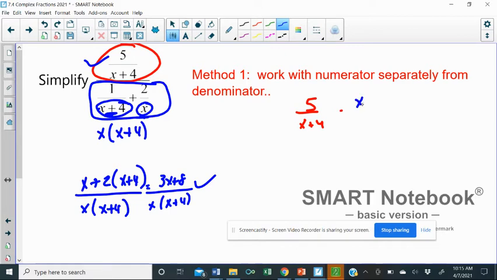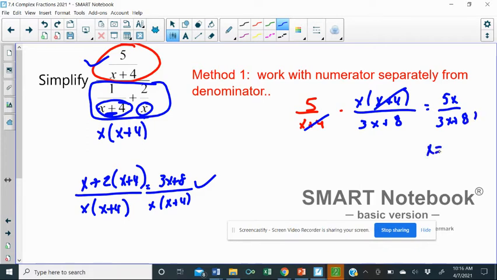So here is our fraction over our fraction. So we're going to take it and flip it. We're going to say bye-bye. And we're going to be left with 5x over 3x plus 8, where x cannot be -4 or 0. Anything in the denominator is going to be an exclusion. So there is method 1.